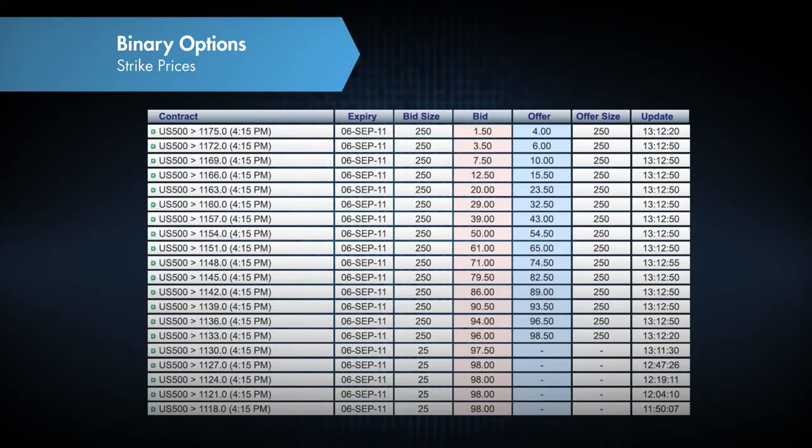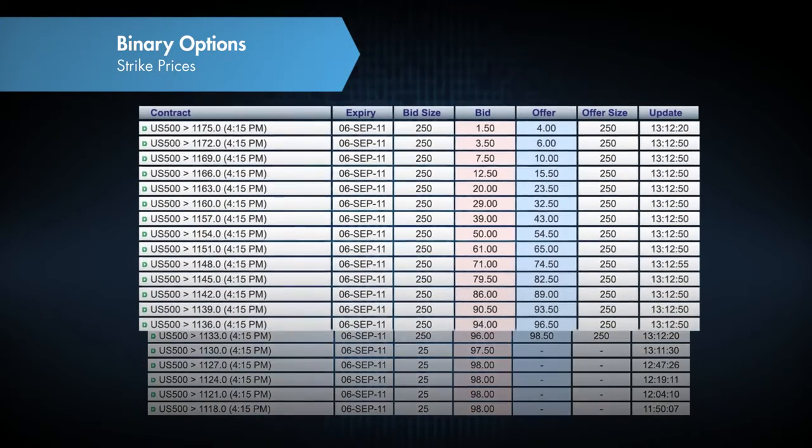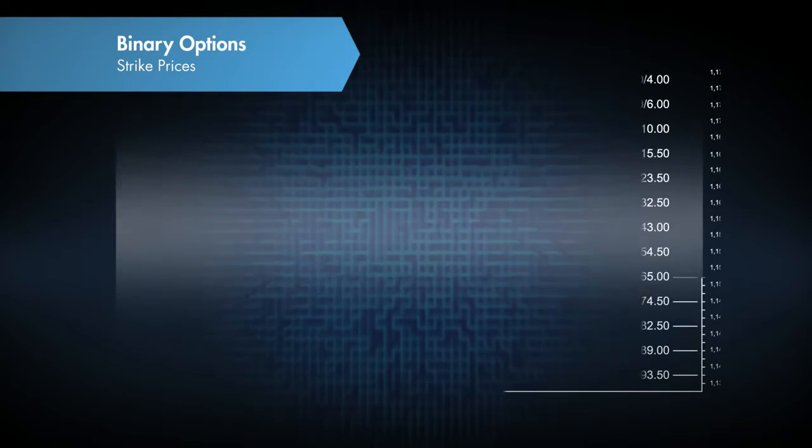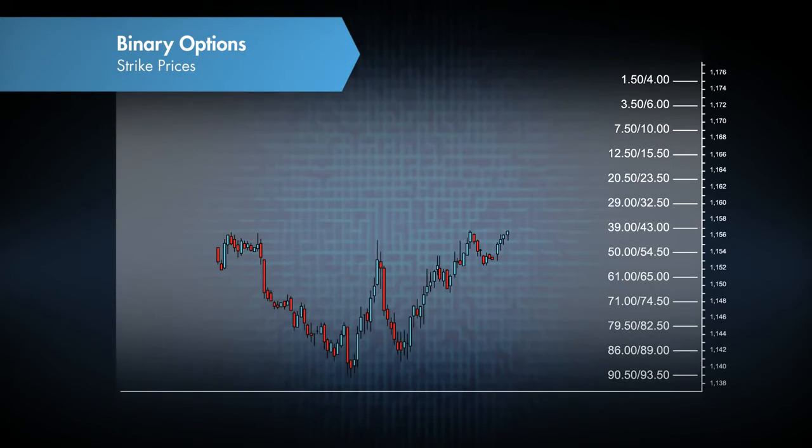In this case, we're looking at the US 500, and we can see that we have multiple strike prices within, all at different bids and offers. So let's just take a look how this would view on a chart as a visualization. So here we have the underlying market. We can see that the price has been moving back and forth, and overlaid on top of this chart are the various binary strike prices from 1139 at the very bottom up to 1175 strike at the very top.